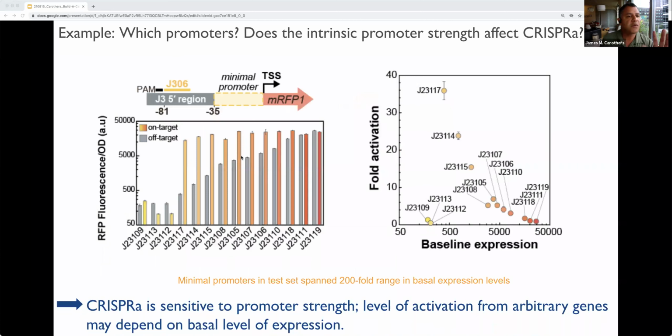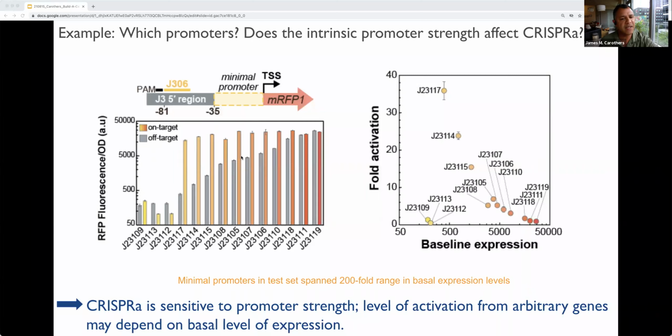One of the first questions that we asked was whether the intrinsic promoter strength would affect the level of CRISPR activation that could be achieved. For these experiments, we're using a test set of minimal promoters that span about a 200-fold range in basal expression levels, going from the left-hand side, barely detectable, to maximum CRISPR activation on the right-hand side, which, if this means anything to you, is comparable to strong TET-induced expression.